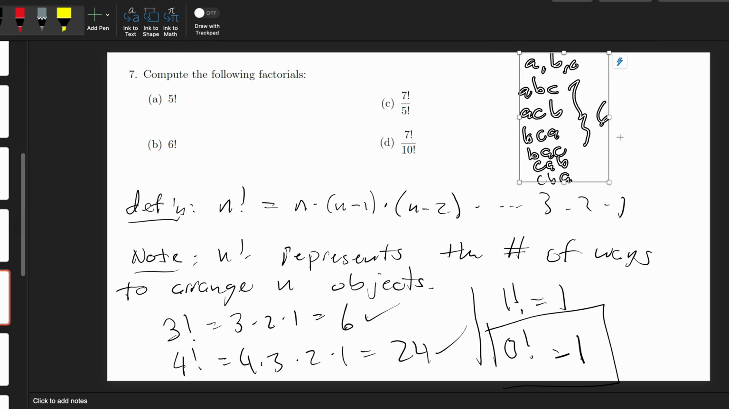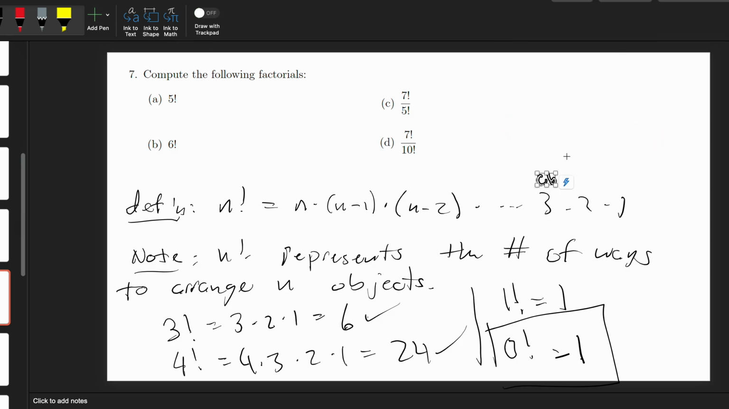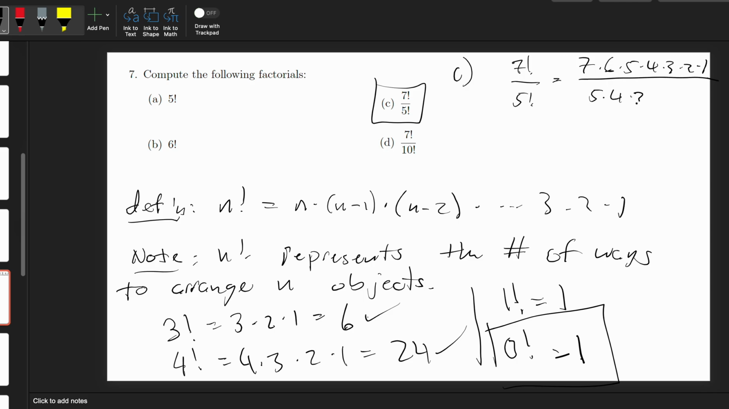Okay, so let's do one more question. Let me erase this here. Let's do number C. So C says, compute the following: 7 factorial over 5 factorial. Well, what is that? That's 7 times 6 times 5 times 4 times 3 times 2 times 1 all over 5 times 4 times 3 times 2 times 1. I can make some cancellations, and I'm left with 7 times 6, which is 42.